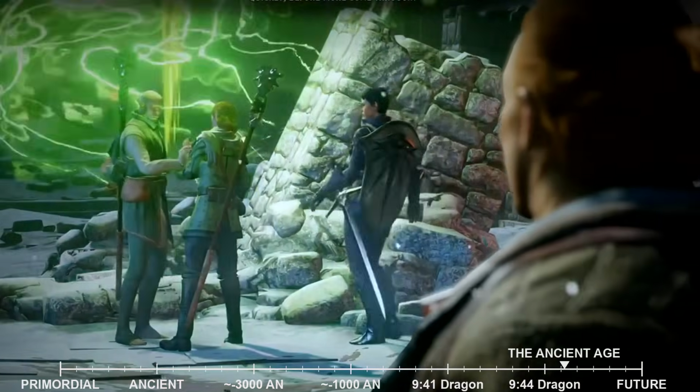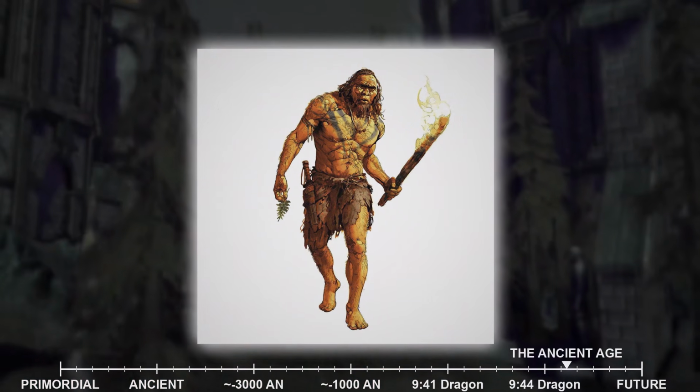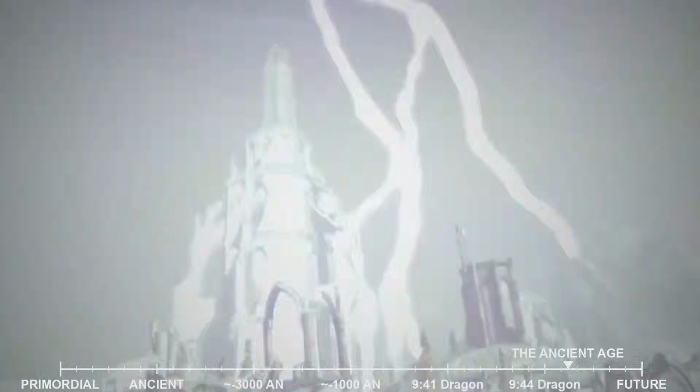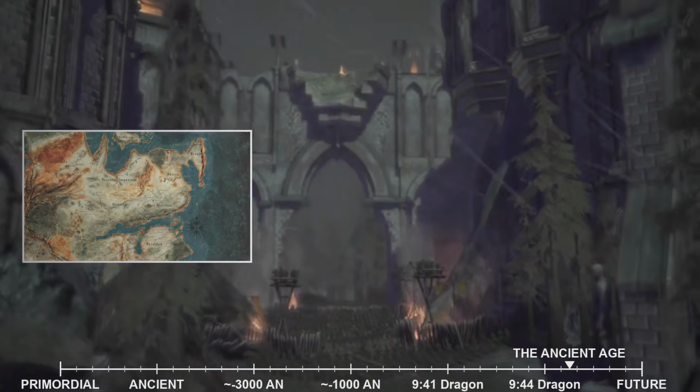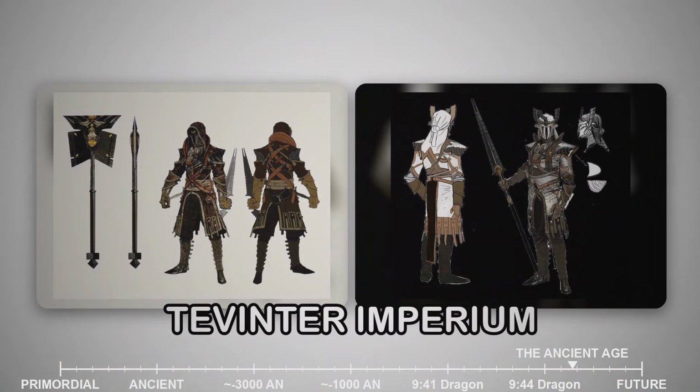One group of humans, however, would not remain primitive for long. In the northern reaches of Thedas, in a region that would bear their name, a human civilization began to coalesce with ambitions that would reshape the world. This was the beginning of the Tevinter Imperium, and its rise would be meteoric.